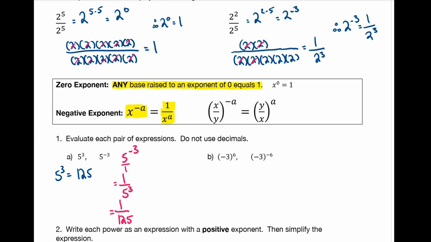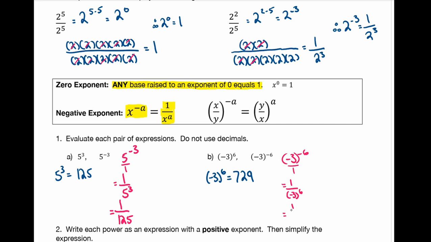Let's try that again with the second one. Negative 3 to the power of 6, it's a positive exponent, so I can evaluate this just as is on my calculator, and I get 729. If I want to do negative 3 to the power of negative 6, because it's a negative exponent, I need to make it positive. So I need to flip this, and it's over an invisible 1, so when I flip it, it becomes 1 over negative 3. The exponent now becomes positive, so to the power of 6.